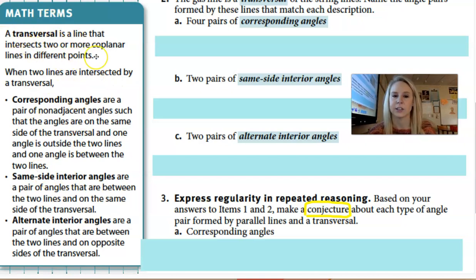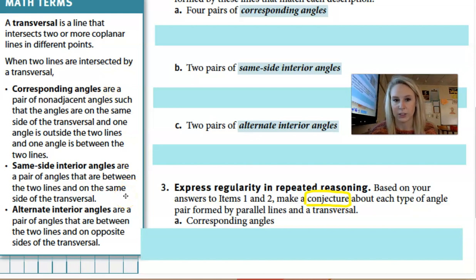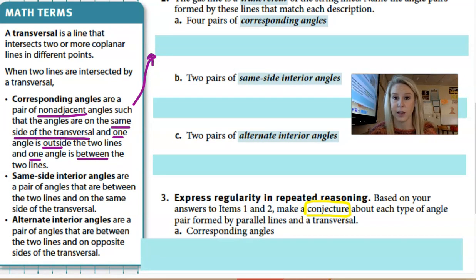Transversal is a line that intersects 2 or more coplanar lines at 2 different points. And when 2 lines are intersected by a transversal, I get these following angle relationships. Corresponding angles are a pair of non-adjacent angles, so they are not touching, such that the angles are on the same side of the transversal, so they're either on the left or the right side, and one angle is on the outside and one is between, or on the inside, okay? So that is corresponding angles.